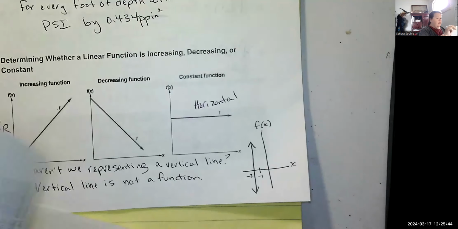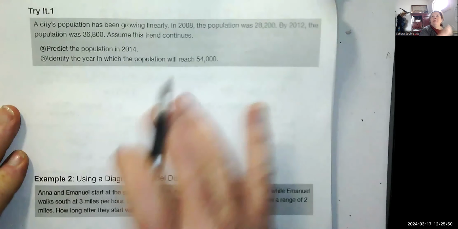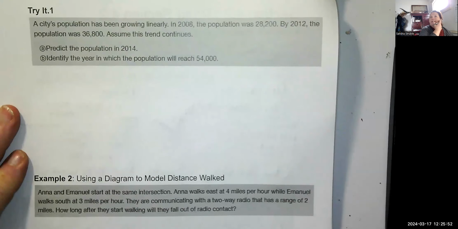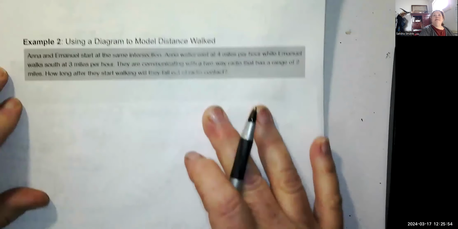Expect something like that on your exam. This is a chance for you to do this yourself. So I'm going to give you a chance to do this one. It's the same exact type. We'll do it in class.